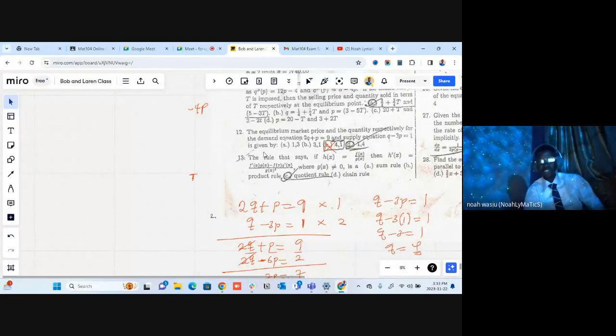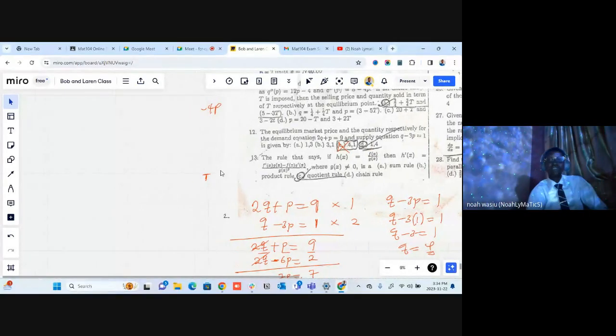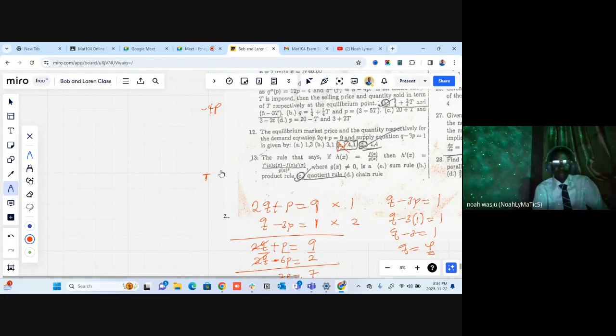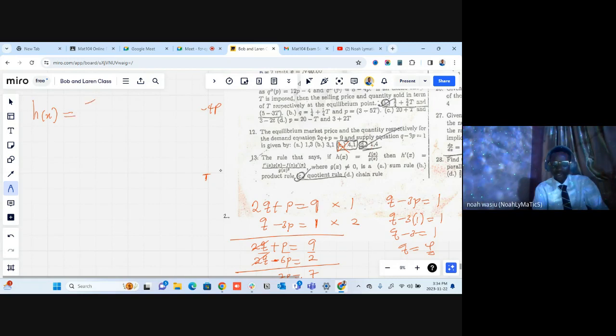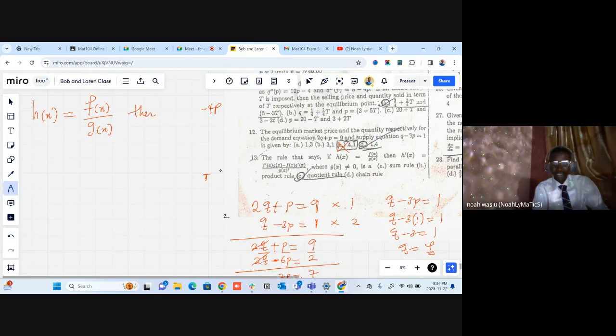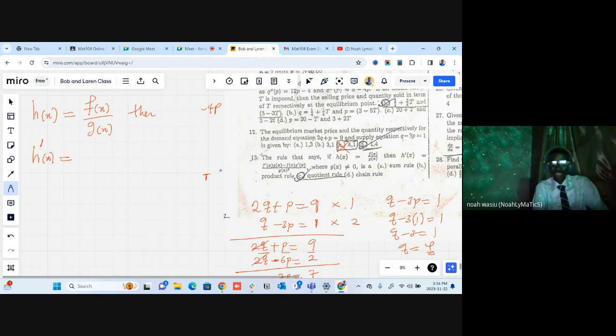So I want us to quickly solve this last question. What do you notice? Looking at this last question, it says the rule that says h of x is equal to a function up and you have another function down. Then h prime of x is equal to... h prime means differentiate h. That is dh over dx.